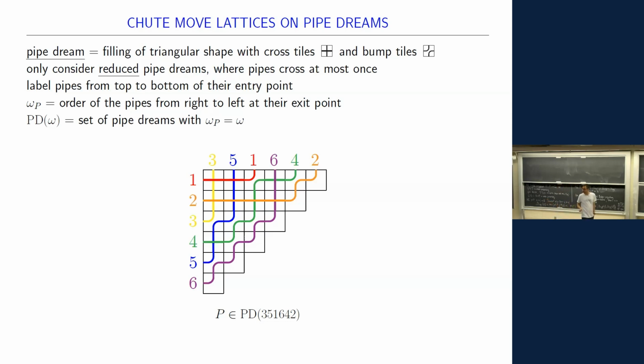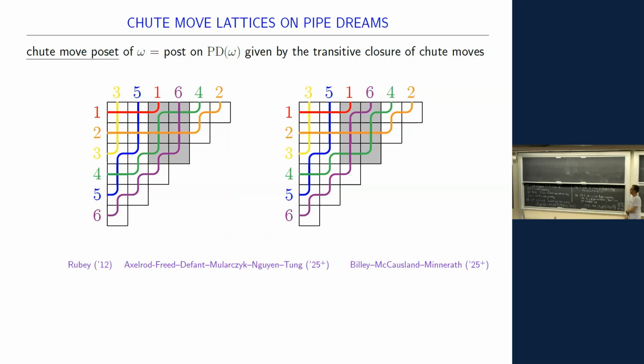Okay. Now there are several transformations on pipe dreams, but in particular there is the shoot move transformation. It works as follows: you take a rectangle in the triangular shape, and if it turns out that you have only crossings in this rectangle, except at the bottom left corner, the bottom right corner, and the top left corner, then you can exchange the bump tile in the bottom left corner with a cross tile in the top right corner. This is called the shoot move. It was conjectured to be a lattice in 2012 by Rubey, and about a year ago, two papers proved it at the same time.